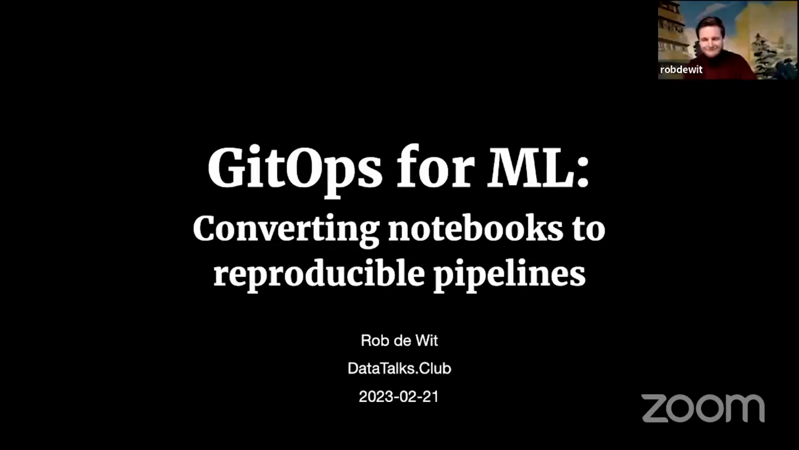Please start. Sounds good. Thanks. So thanks for having me, of course, and thanks everyone for joining for the session. Today I'll be talking about GitOps for ML. So going from a notebook to a reproducible pipeline, as you've probably read in the description. We'll be doing so using DVC, which is an open source library. Stands for data version control, but as we'll see shortly, it does a lot more than that as well.